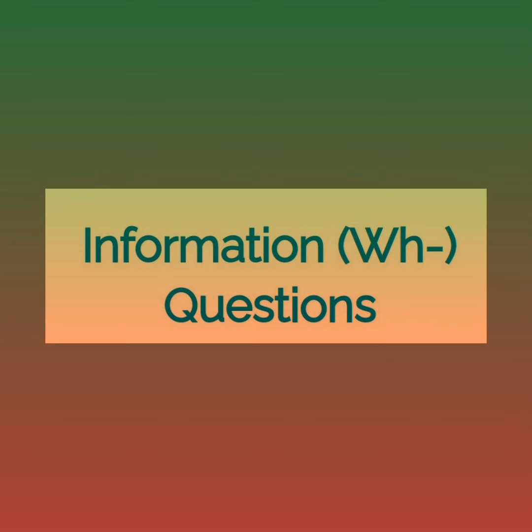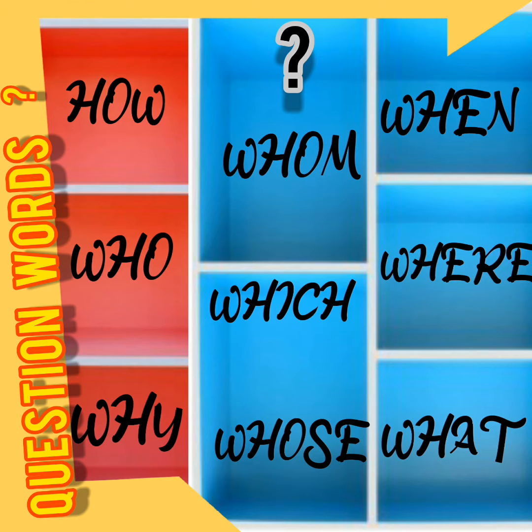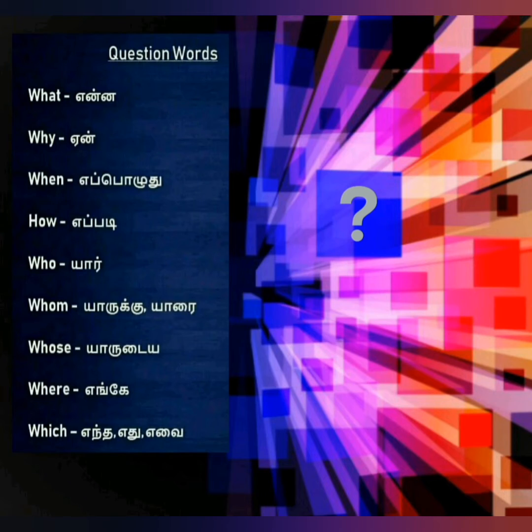Let's get into WH questions, which are used for asking information. So WH questions begin with what, when, where, who, whom, which, whose, why and how. The W in WH question stands for what, when, where, who, whom, which, whose, why, whereas the H stands for how. Let's see the meanings for these words, that is WH words.